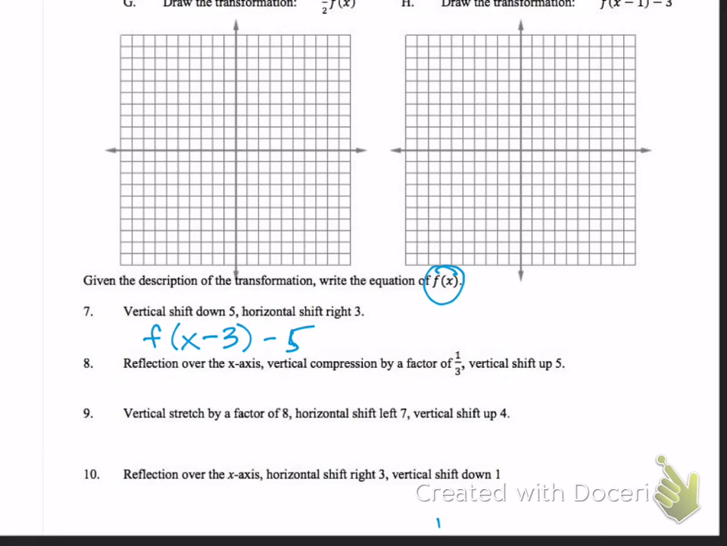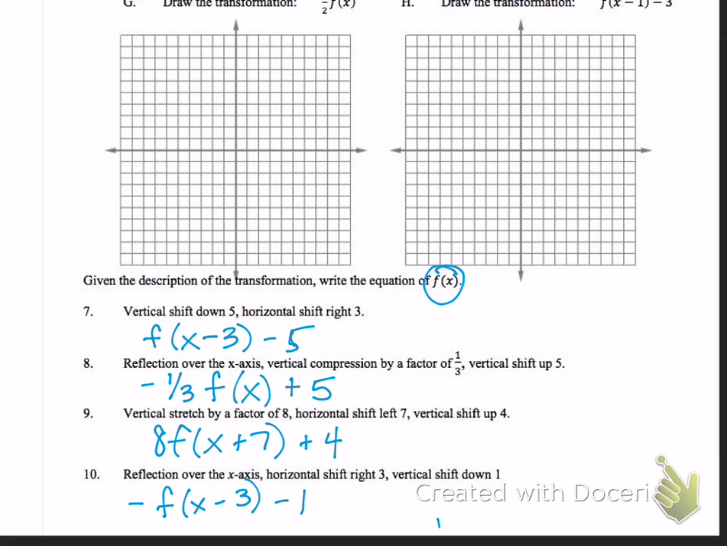Okay, number 8, it says reflection over the x-axis. So what do I need to put? Negative. Vertical compression by a factor of 1/3. So what do I need to do with that? Put a 1/3 in front of the f. Then I have an f of x. Does it go left or right any? No, so I just close the parenthesis, nothing next to the x. Then it says up 5, so what do I do with that? Plus 5. Good. Okay, try number 9.